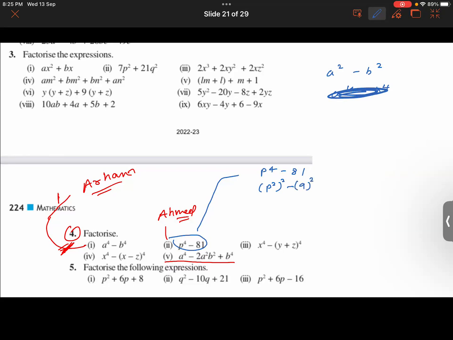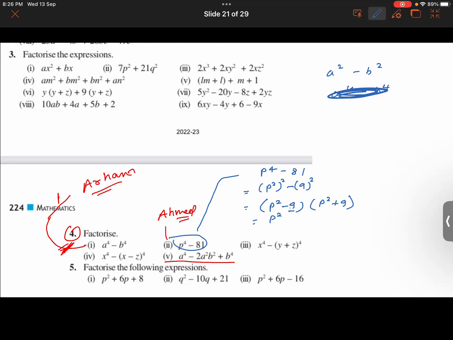Good. Now, so far it's clear. It's a square minus b square. Right now, so it's going to be p square minus 9 into p square plus 9. Getting it? Got it. Very good. Now, if you were to look close enough now, this can also be further written like this.